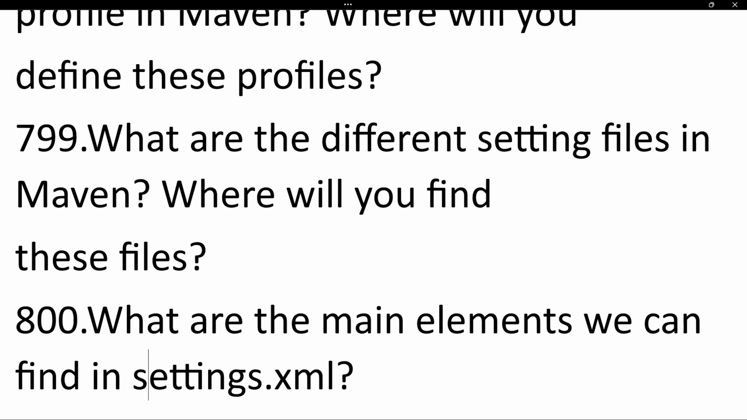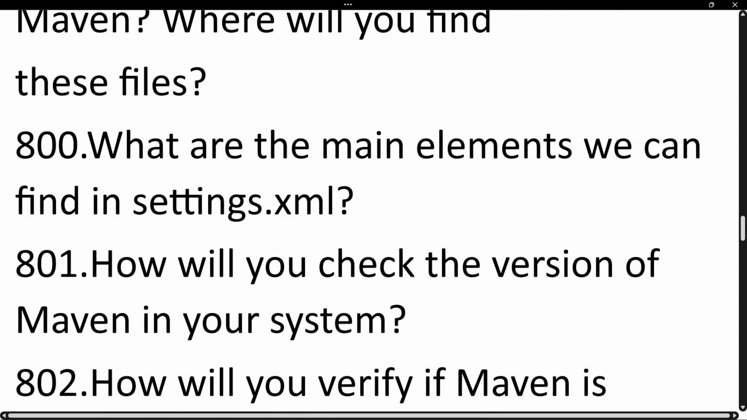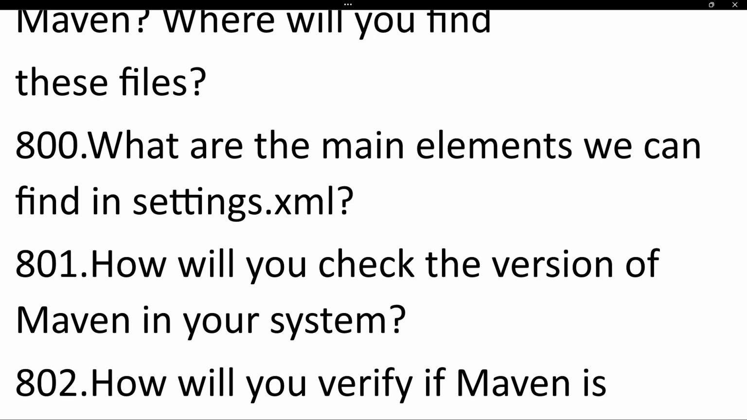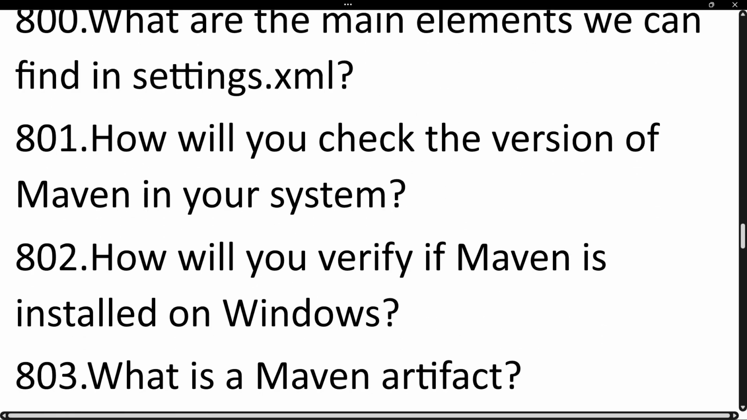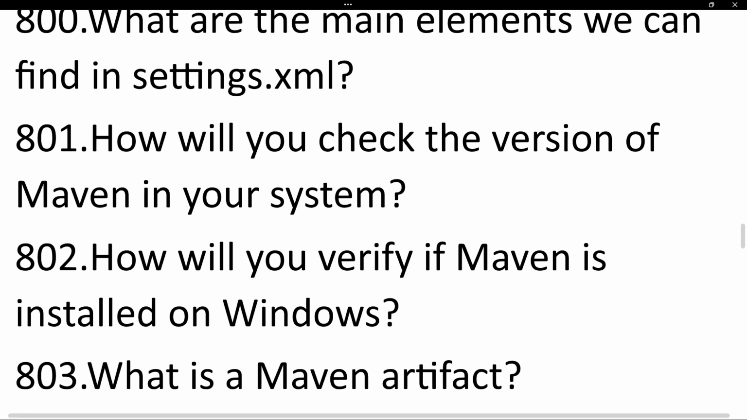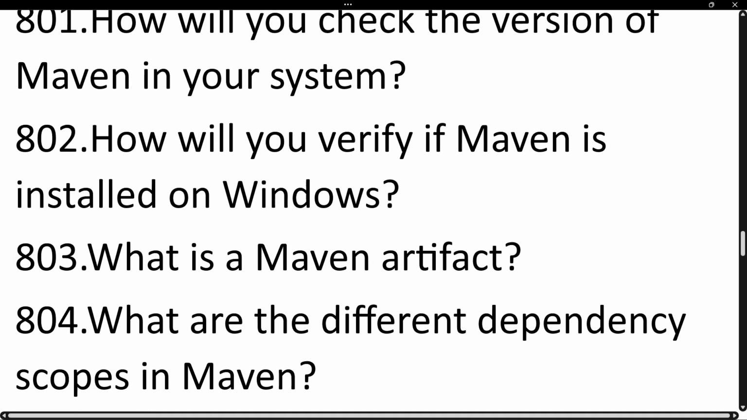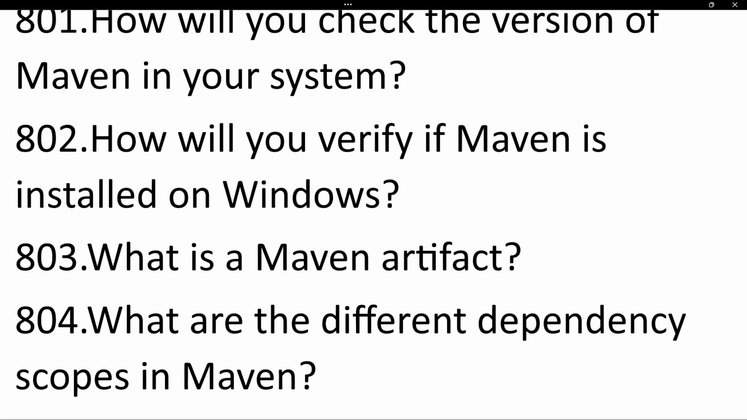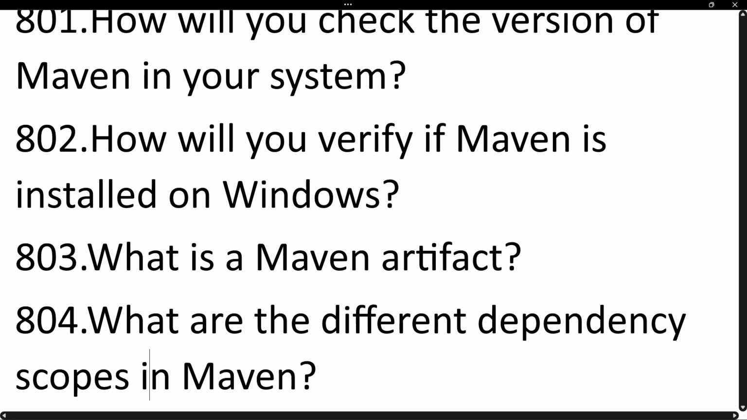What are the different settings files in Maven, and where will you find these files? What are the main elements we can find in settings.xml? The next question is, how will you check the version of Maven in your system? And how will you verify whether Maven is installed on Windows or not?